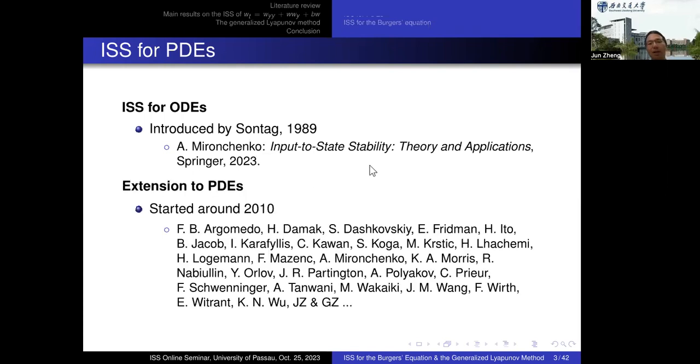As for the ISS for PDEs, the study started around 2008. A lot of people have made significant progress on the study of ISS for PDEs with different disturbances. I just list some of them.